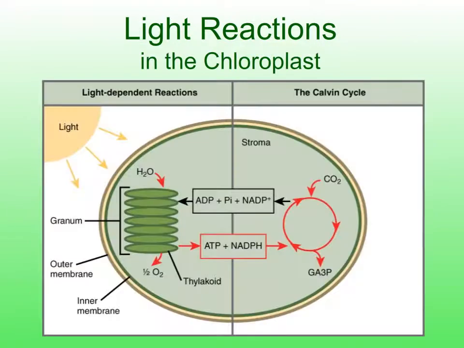Here's a diagram to show you the important steps of the light reactions. Energy from the sun is captured by pigments in the thylakoids and is converted into the energy-carrying molecules ATP and NADPH. Water molecules are used to replenish the system's energy, and oxygen molecules are created as a byproduct.